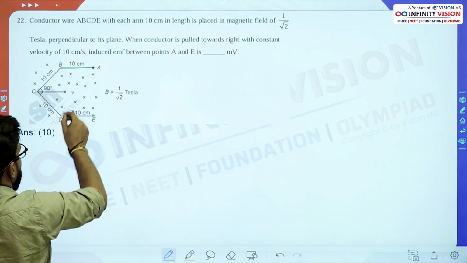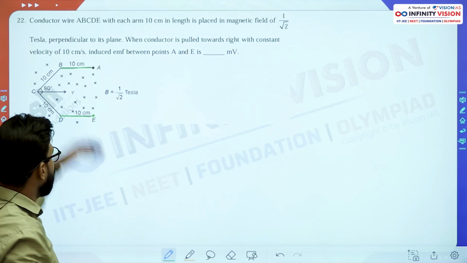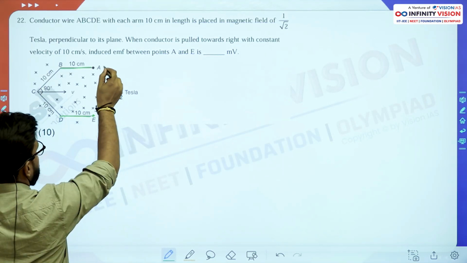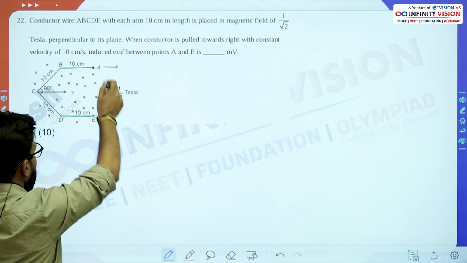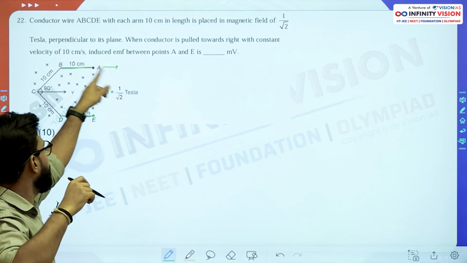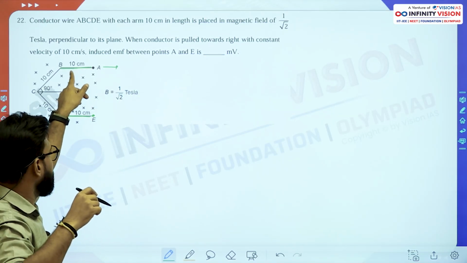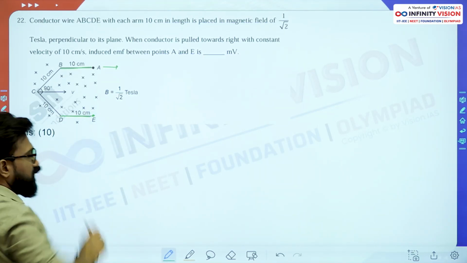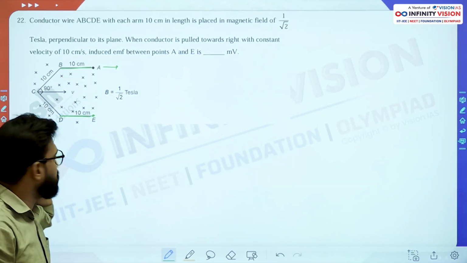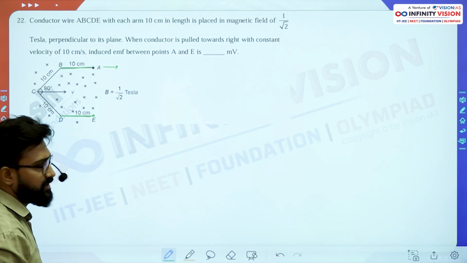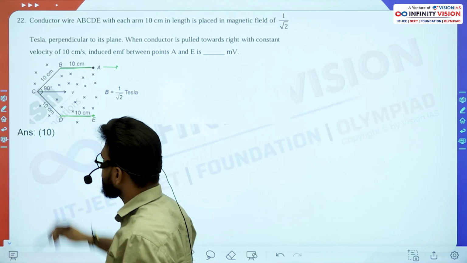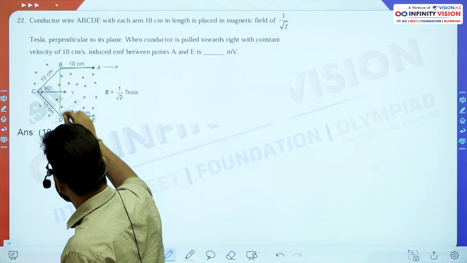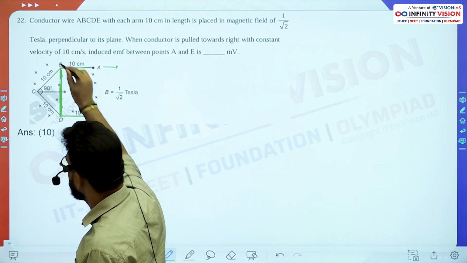For these two rods, they won't participate in the conduction, because this wire is moving towards the right. The angle between V and the length of the rod would be 0 degrees. So these two rods won't participate. These two portions won't participate in induced EMF. Only these two would participate in it. And the effective length along this particular direction would be this. This would be the effective length.